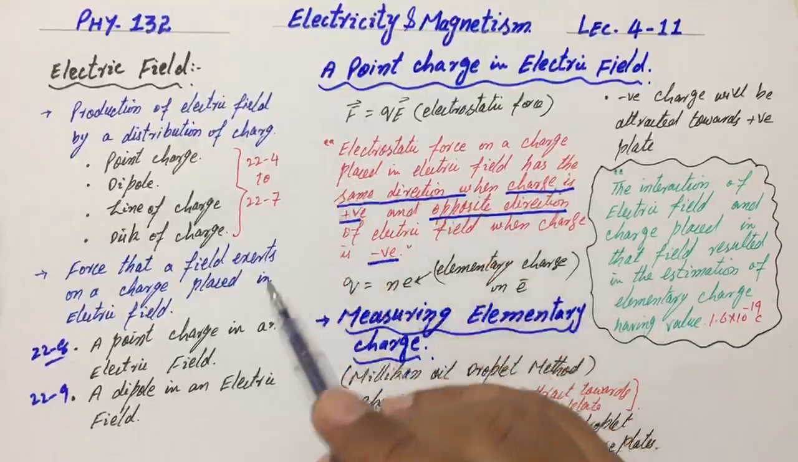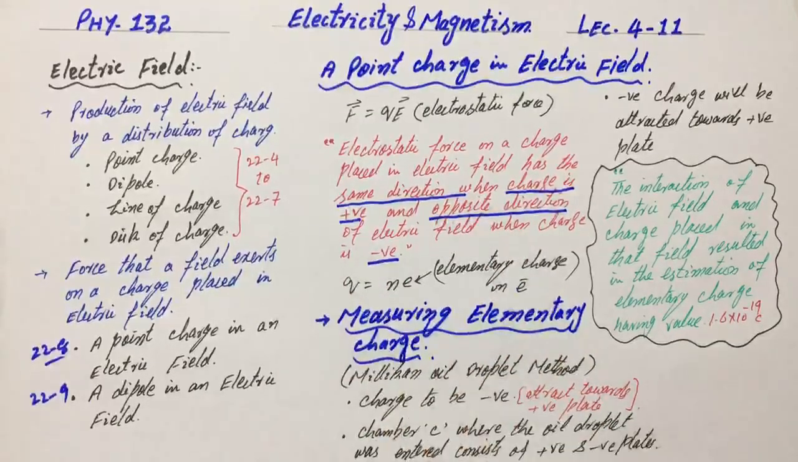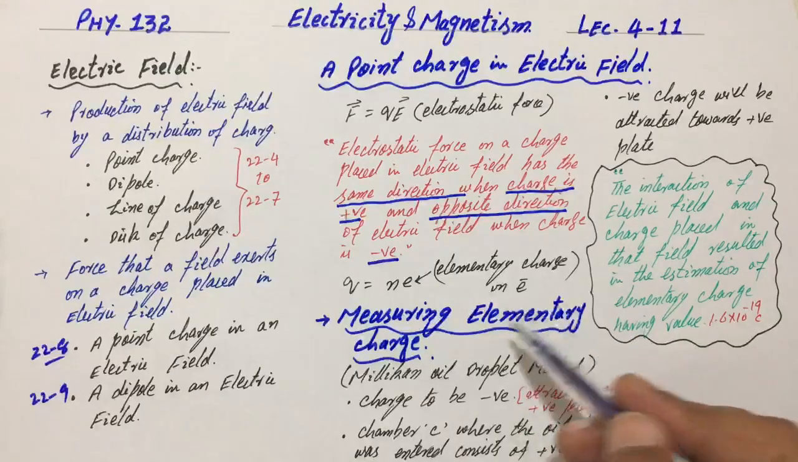In case of electrostatics, that force is responsible for the drifting of the charged particle based on the electric field being generated across the charged particle. If it is positively charged, then it will be drifted towards the negative plate, and if it is negatively charged, then it will drift towards the positive plate. So in that situation, utilizing the basic equation of electrostatic force, we can estimate the elementary charge of an electron.